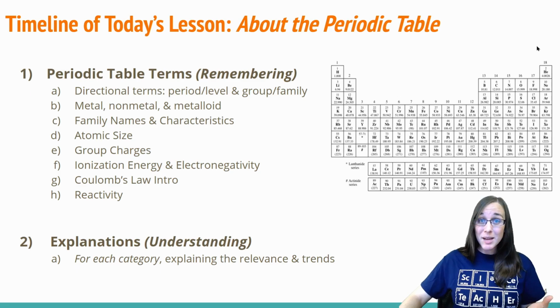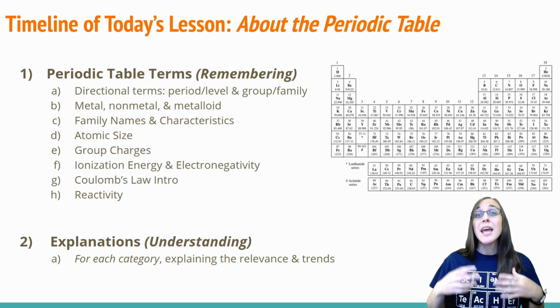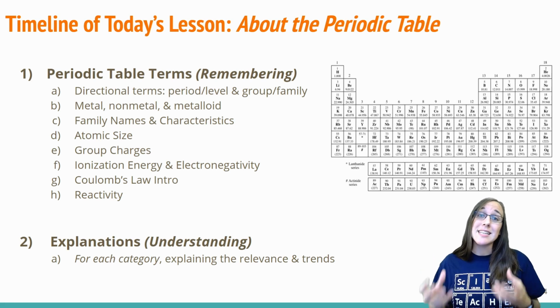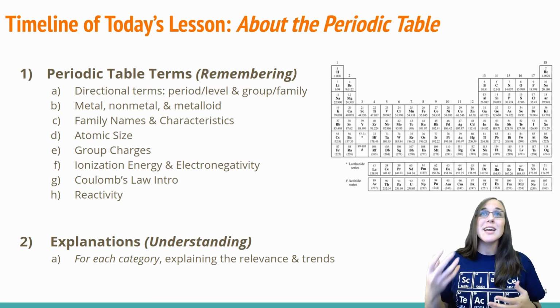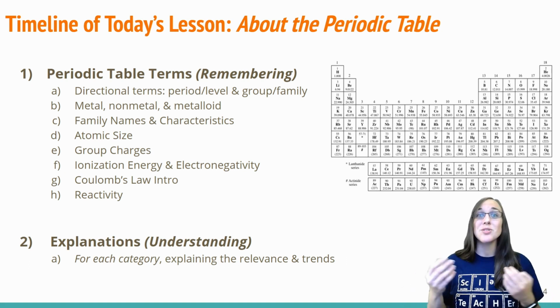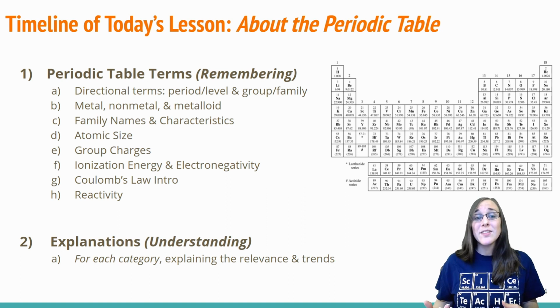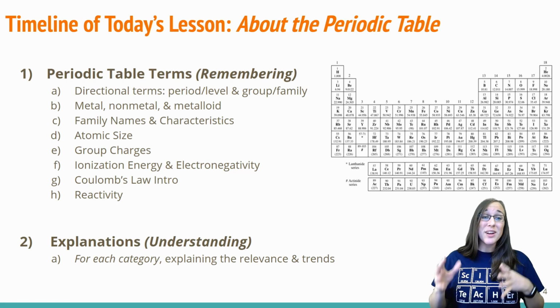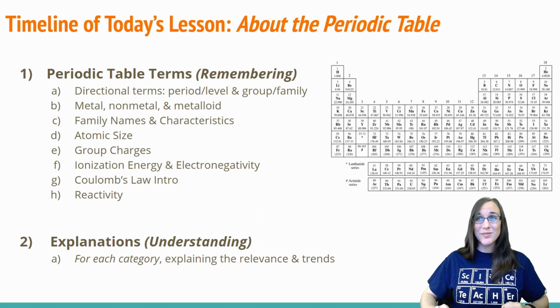For today's timeline, we're looking at first going over a lot of the periodic table verbiage, a lot of the words and terms that we use to describe it, and the groups that it's organized into. So that includes a lot of these period level, family names, the characteristics, atomic size, electronegativity, ionization energy, Coulomb's law, and reactivity, just to name a few. We're also going to be explaining for each of those categories what they are and why they matter. So that's pretty much the summary of today's lesson.